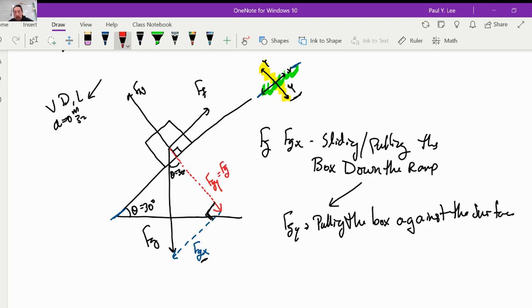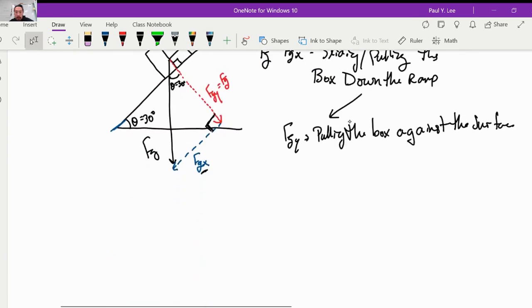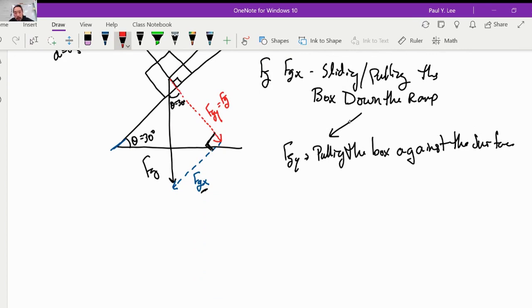FGY is just FG, which we found to be 300, I believe, from the previous problem. Remember, the weight of the box did not change. Yes, it's 300. If we take a look here, this side of the triangle is touching this angle right here. Because it's touching, it's adjacent, so this is cosine of the angle. If I plug that in, we get 300 times cosine of 30. I hope you're doing this along with me. That should give you 0.866, so 300 times that gives you 259.81 newtons.